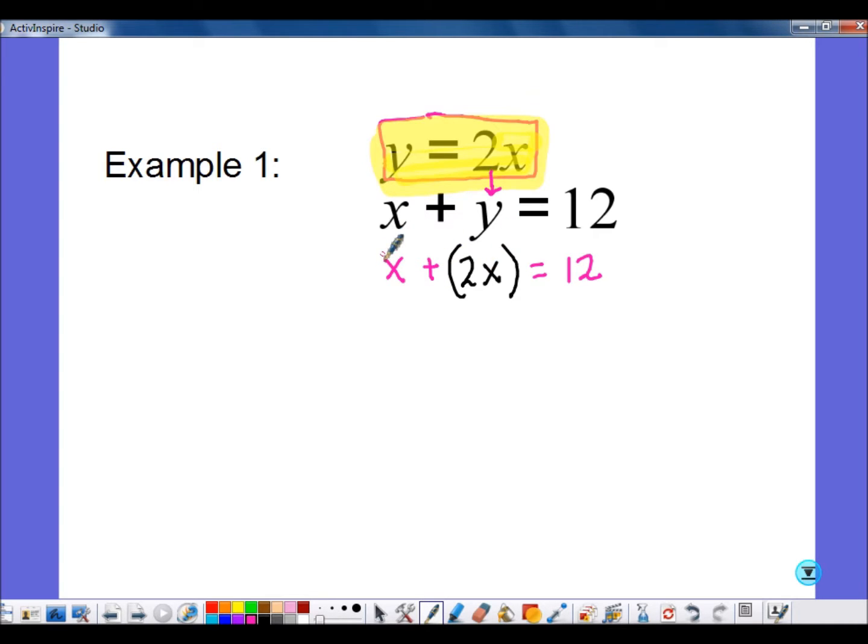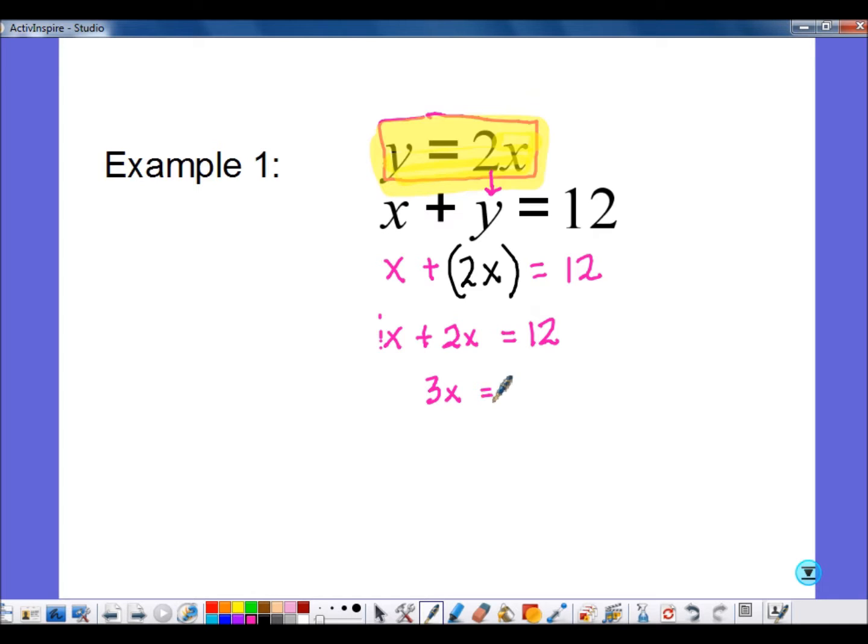So now I have x plus 2x equals 12. So now remember, my x has an invisible 1, so I can put the invisible 1 in. And now I can combine like terms. This would give me 3x equals 12.